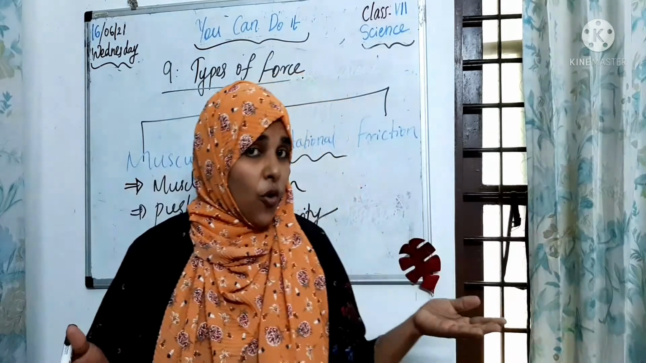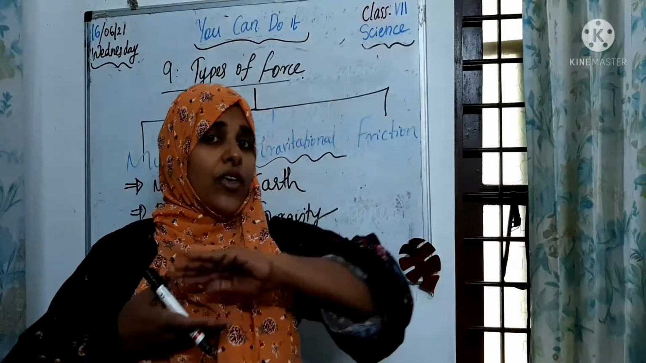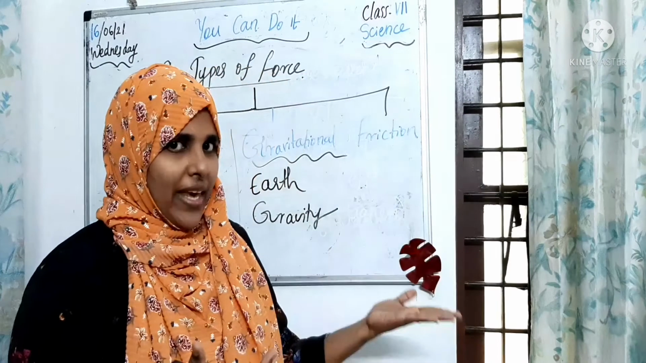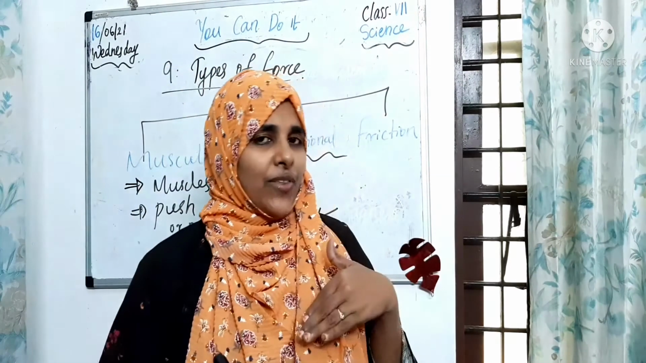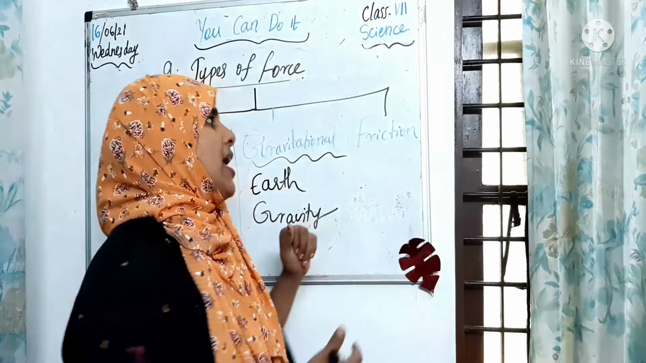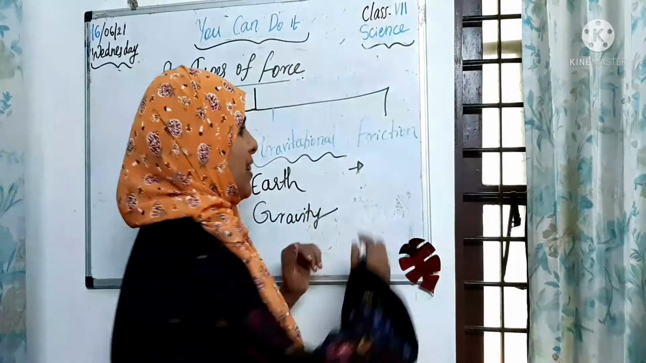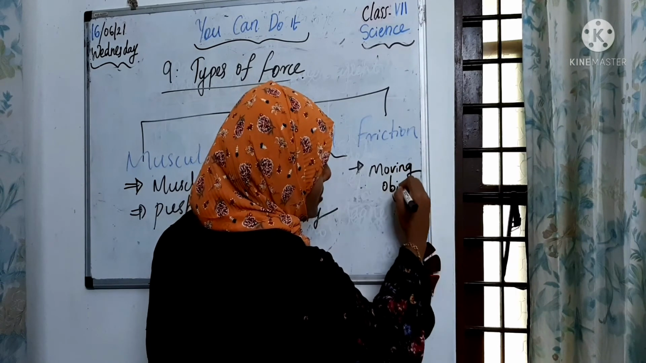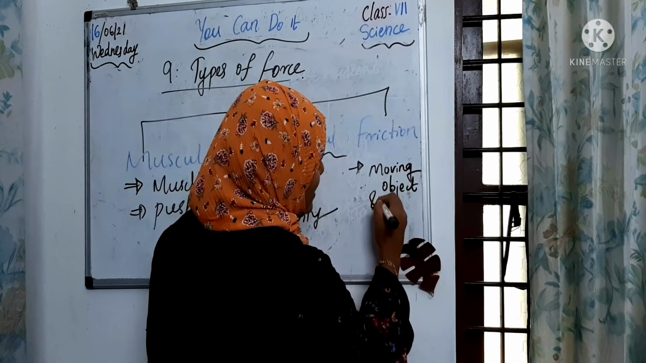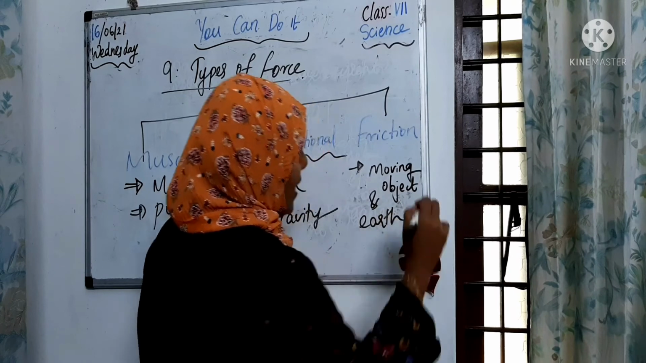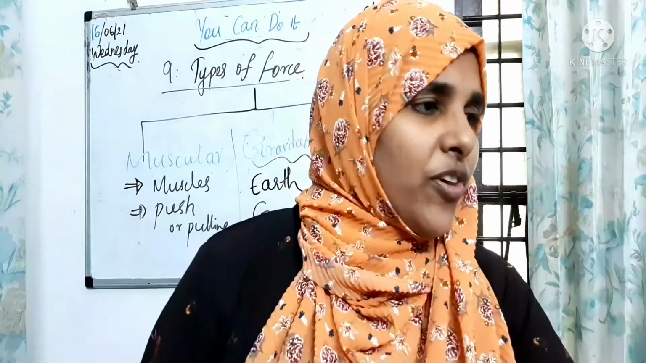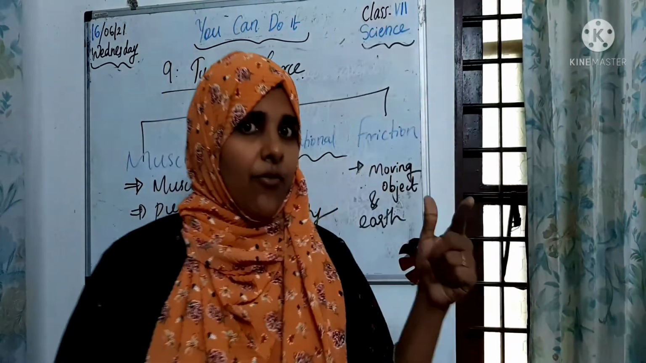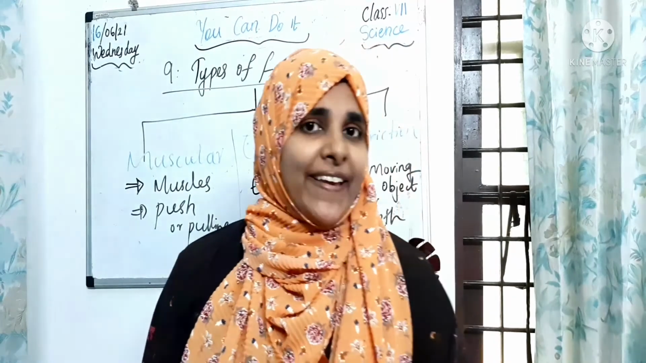Otherwise we can put it like this: it's a type of force that acts between a moving object and the surface along which it moves. I am moving on the surface of the earth or ground. So it is a force between the moving object, here the moving object is me, right, and the earth or surface. That we can call a frictional force. Clear? It plays an important role in our daily life.